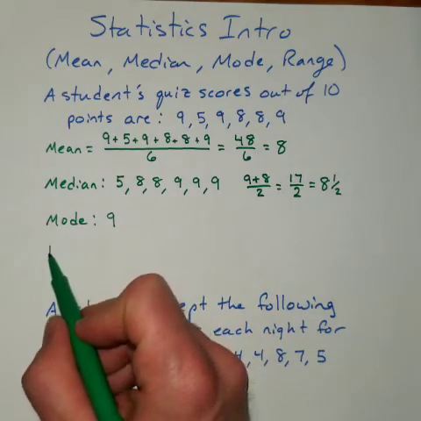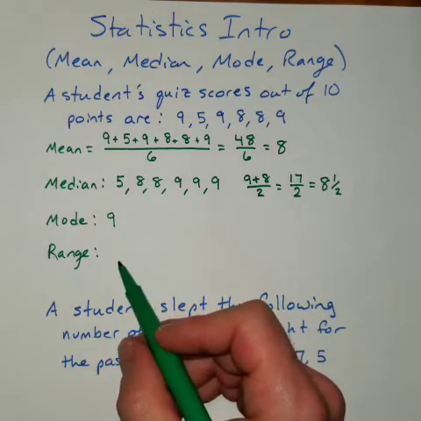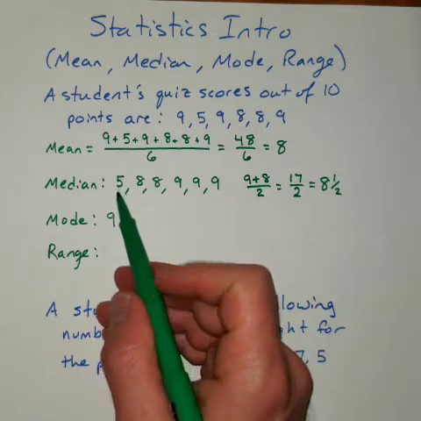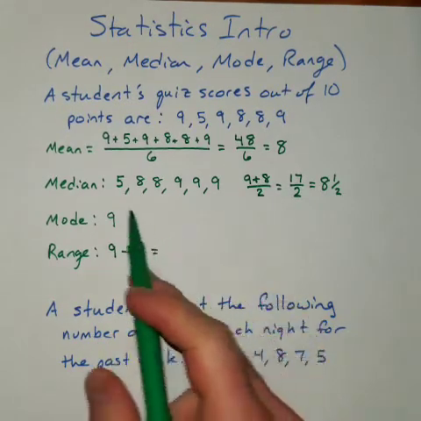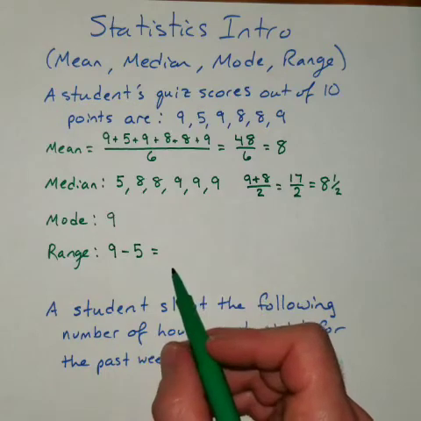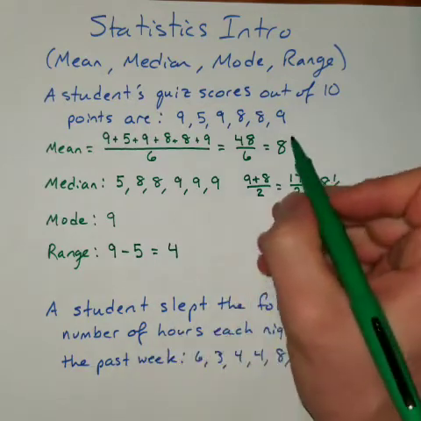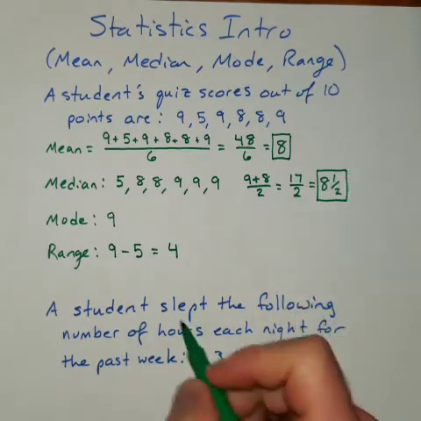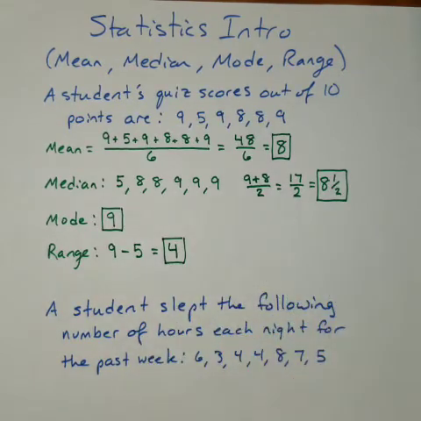And then finally the range. The range occurs by subtracting the largest number minus the smallest number. It gives you kind of an idea of the spread of the data, how far apart they are. And 9 minus 5, of course, is 4. So our 4 answers are 8 for the mean, 8.5 for the median, 9 for the mode, and 4 for the range. All right, let's take a look at the other example.